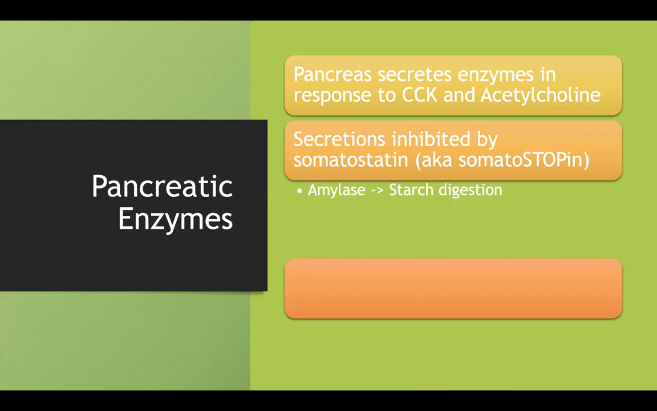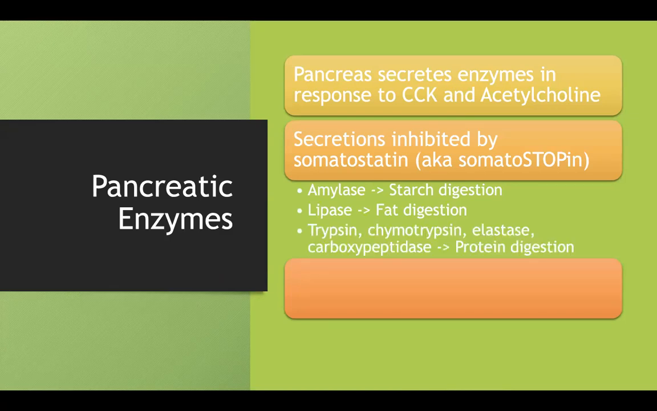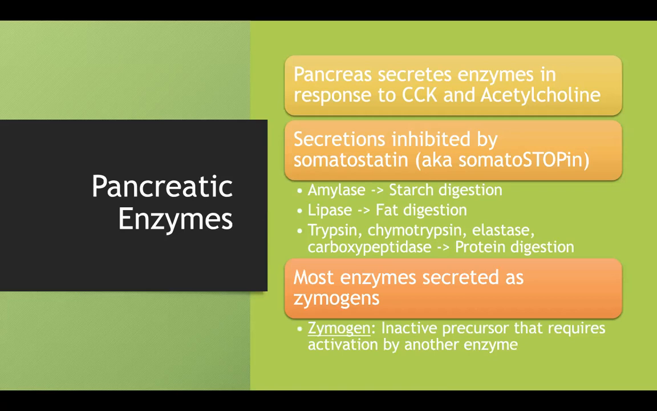Well, first we have amylase, which is useful for starch digestion. We also have lipases that are useful for fat digestion. And we have several enzymes that are useful for protein digestion: trypsin, chymotrypsin, elastase, and carboxypeptidase, to name a few. And it's important to note that most of these pancreatic enzymes are actually secreted as zymogens, which are inactive precursors that require activation by another enzyme.